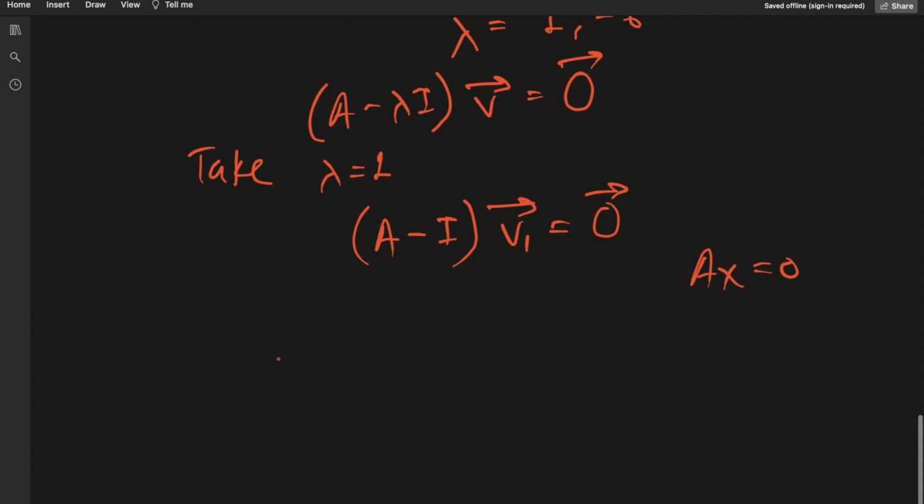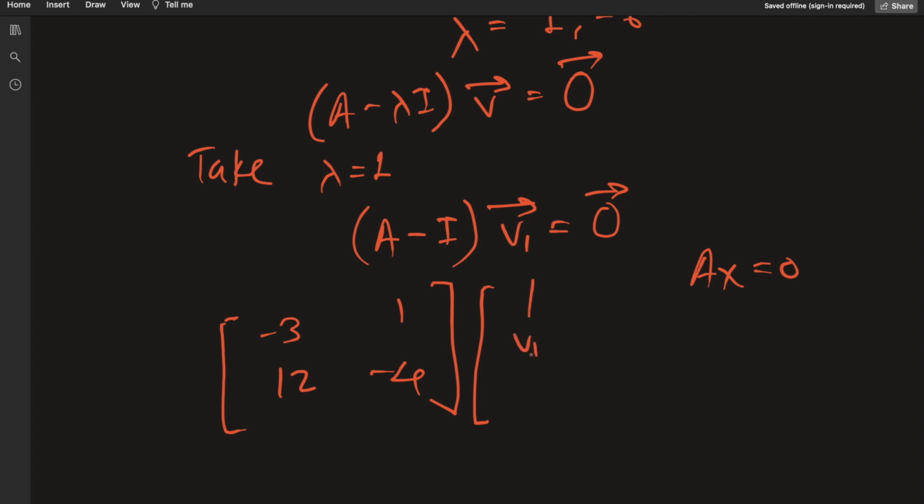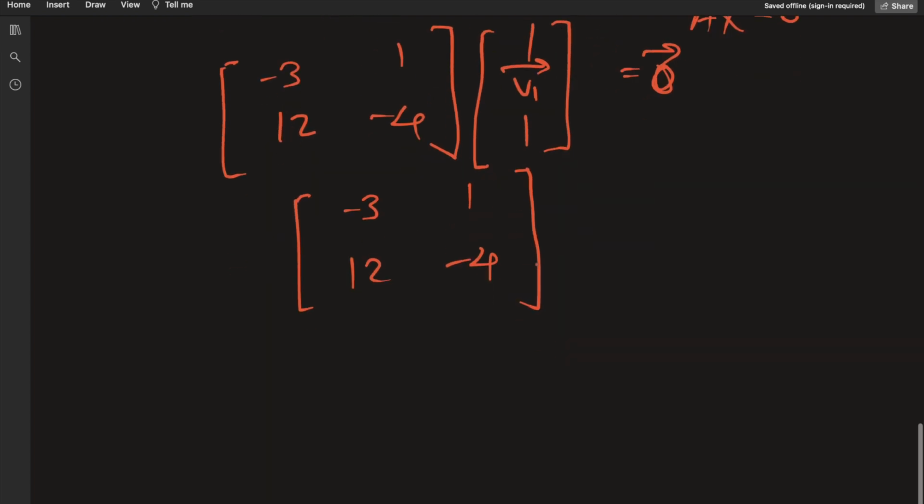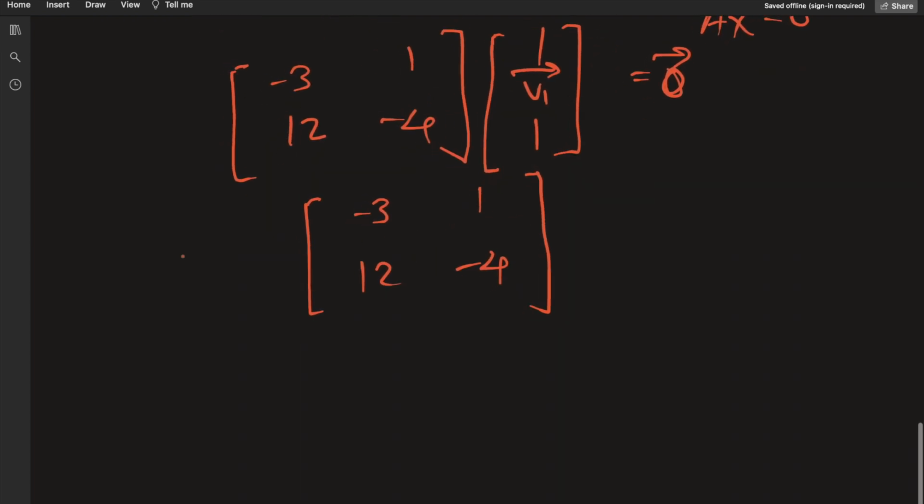So A minus I is going to be this matrix, -3, 12, 1, -4, applied to vector v1 should give you the 0 vector. Now let's write the augmented matrix. I would have put this last column of 0s, but I don't need that because zeros don't change on performing elementary row operations. Okay, I have to basically row reduce this.